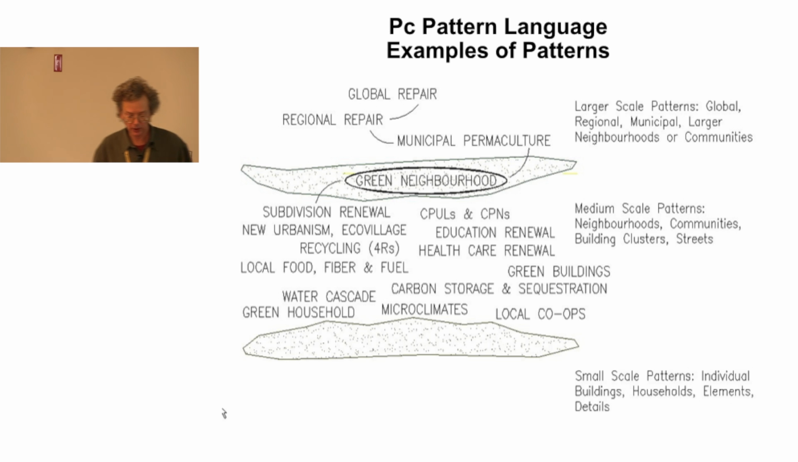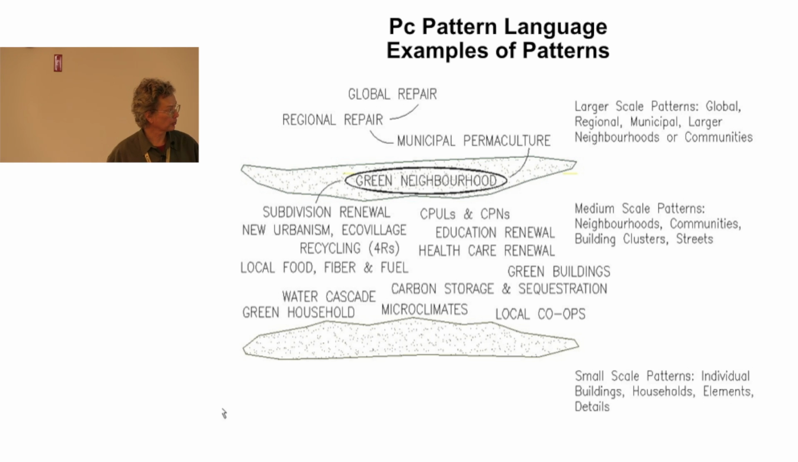So if we talk about green neighborhood, as sort of a middle pattern between patterns that are larger than that. So if we look at municipal permaculture and all the different categories that municipal permaculture can be expressed in, one of those is green neighborhood. And then within green neighborhood, we can talk about all these other patterns. They can be expressed in different ways. So if you want to build a green neighborhood, you go through the pattern language and you select out the patterns that you think will be best for that green neighborhood.